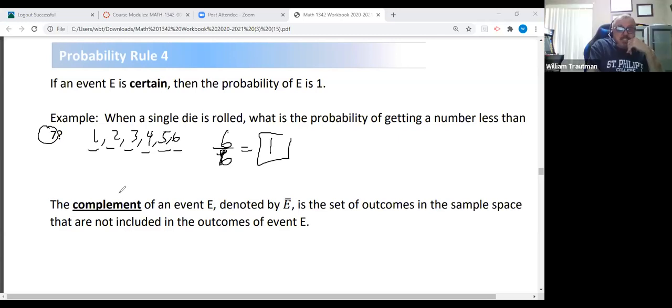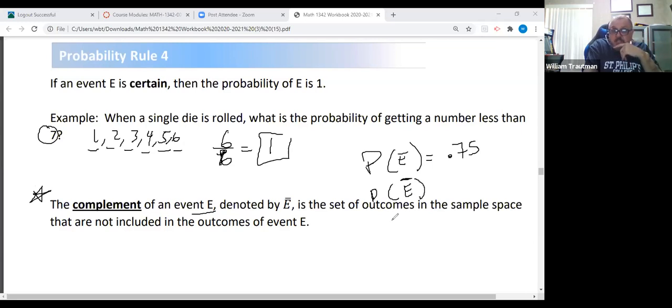Okay, let's write this down here, and let's put a star by this. The complement of an event. The probability of an event equals, let's say, 0.75. Then you're going to see something like this: the probability of the event with a line on top of it. This means not the event, and it's also called the complement. We also call that line the not line.